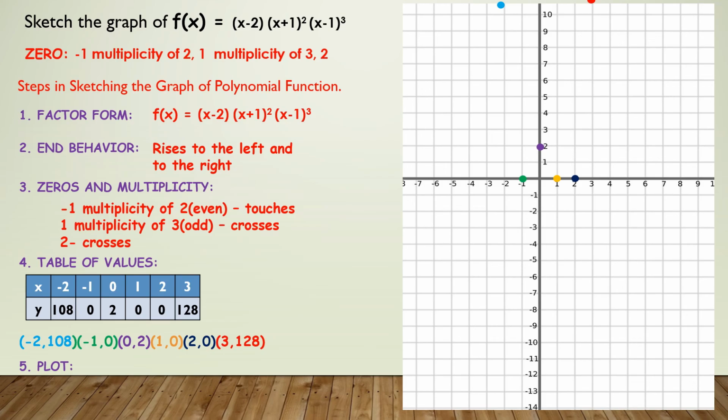All you have to do is connect these points using a smooth continuous curve, following the end behavior and the touches and crosses. So we will have this graph. Notice that the graph touches the x-axis at -1 because it has a multiplicity of 2, which is an even number. Then it crosses at 1 because it has a multiplicity of 3, which is an odd number, and so with the point 2 because it has a multiplicity of 1. Then the left side is rising, and the right side is also rising.